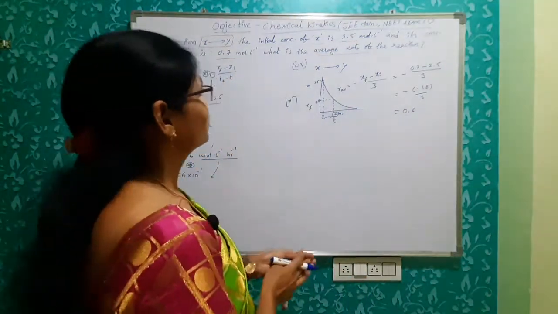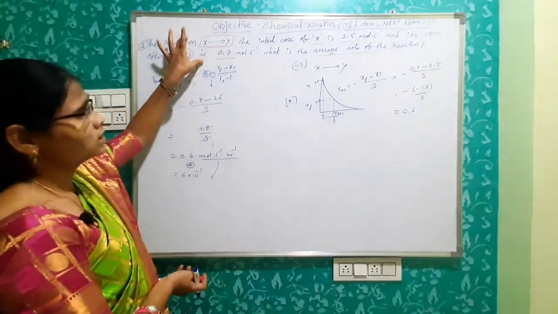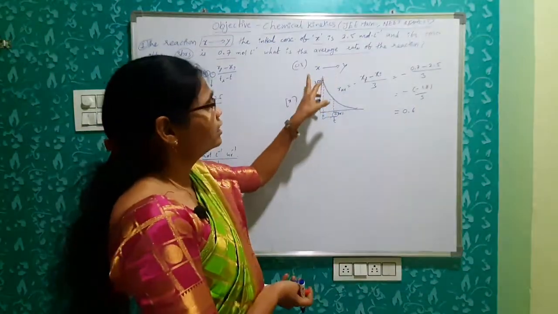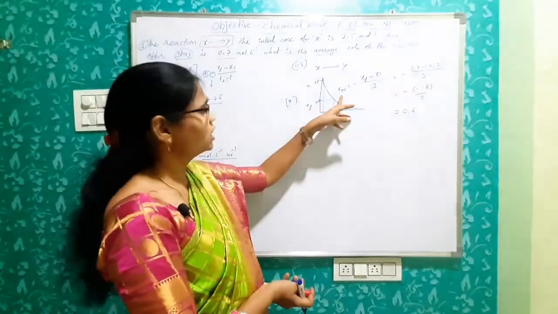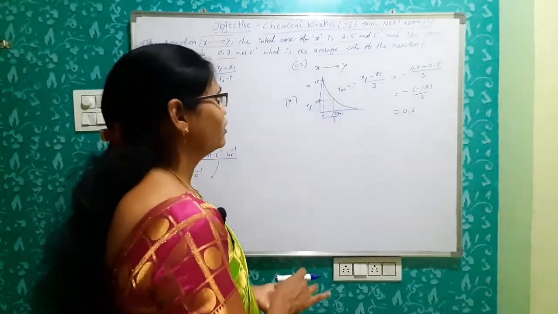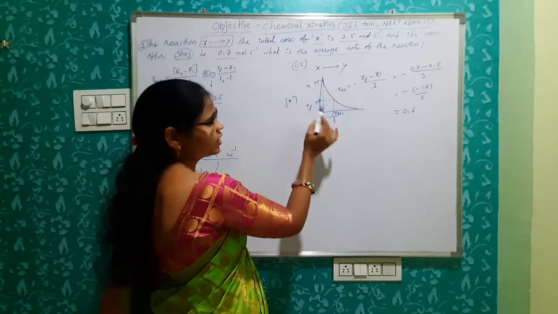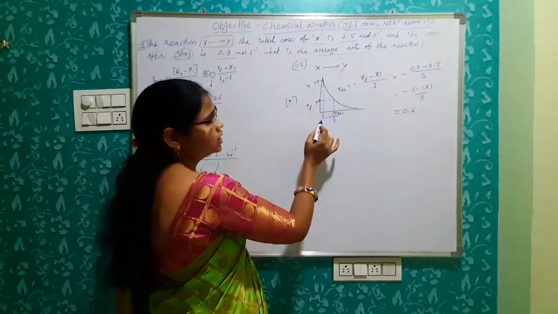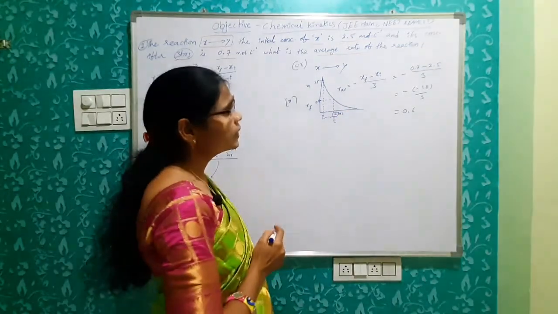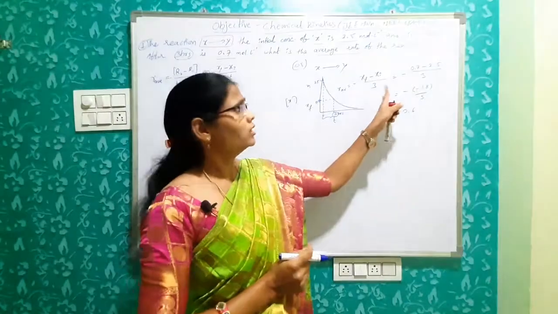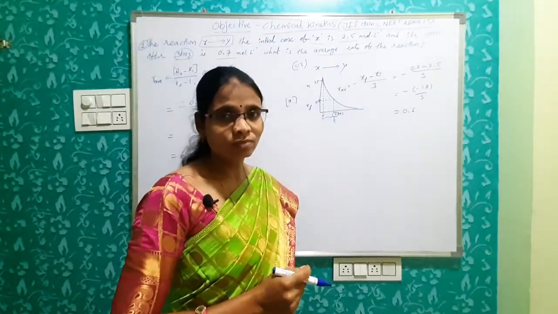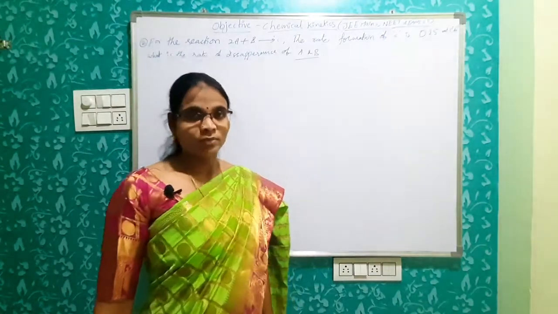Clear? So maybe they will give a question like this: for the reaction X gives rise to Y, find out the average rate of the reaction with the help of the graph. In that graph they will give the initial concentration, final concentration, initial time, and final time. By using this graph we can identify which is initial, which is final, and what the time is, so we can calculate the average rate of the reaction. Clear now? Very good. Next problem.